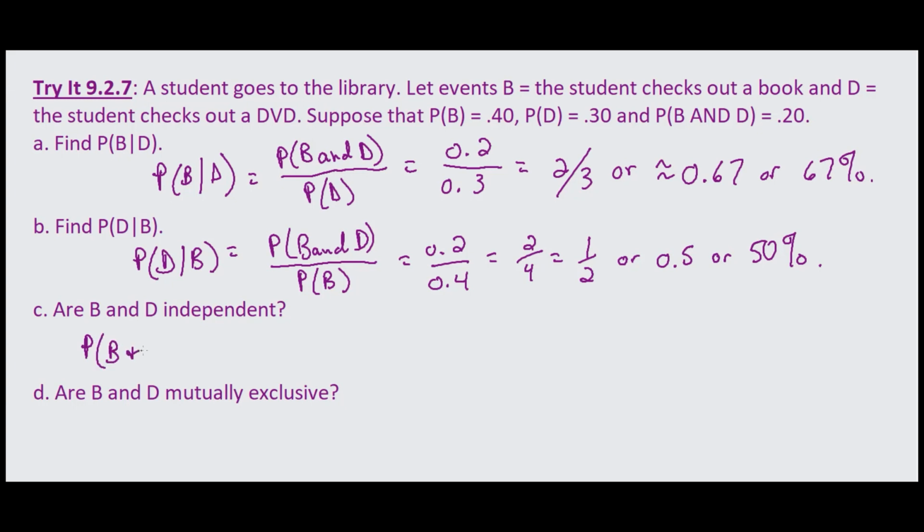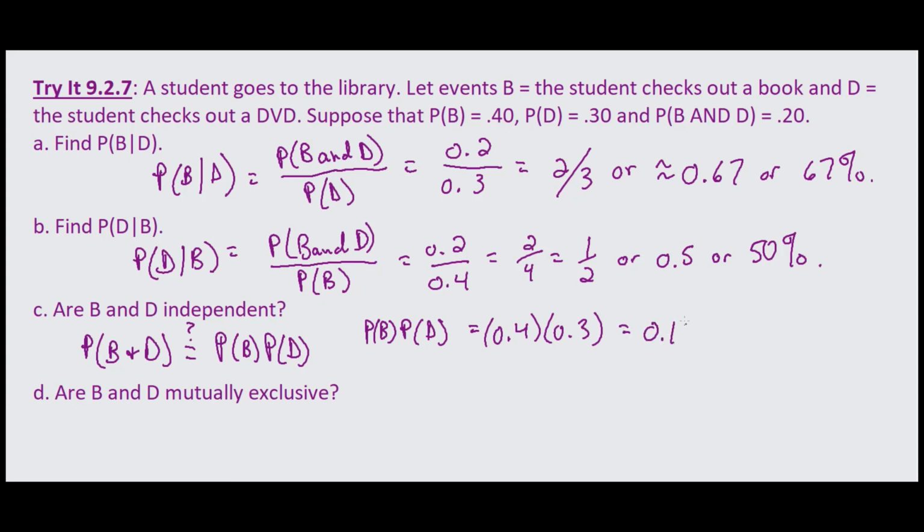But the easiest way to remember this is, does the probability of B and D equal the probability of B times the probability of D? So does the probability of both of them equal the product of their individual probabilities? Well, if we look at the probability of B, the probability of checking out a book, times the probability of checking out a DVD, we have 0.4, which was given, times 0.3, which was given, which equals 0.12.